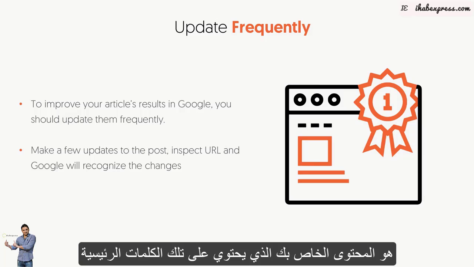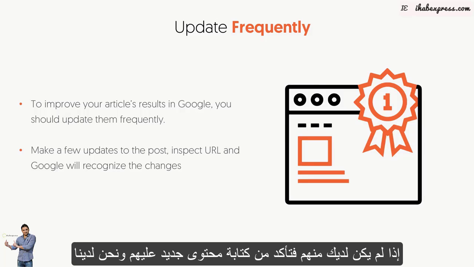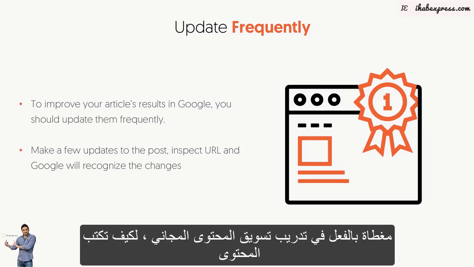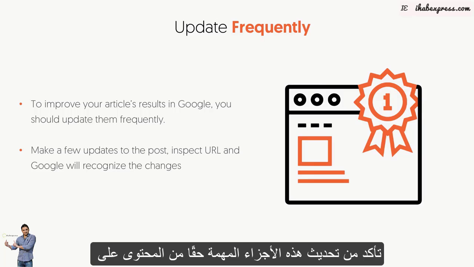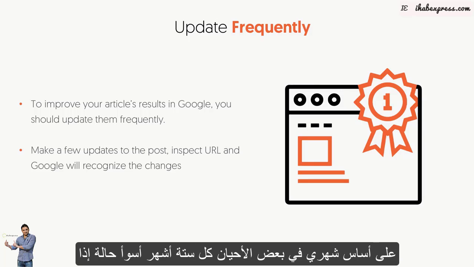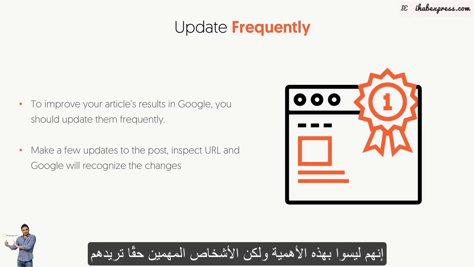The first is your content that contains those keywords. If you don't have them, make sure you write new content on them. And we've already covered in Content Marketing Unlocked on how to write content. But once you have content on those subjects, you want to make sure you update those really important pieces of content on a monthly basis, sometimes every 6 months, worst case if they're not that important. But the ones that are really important, you want to update on a monthly basis.